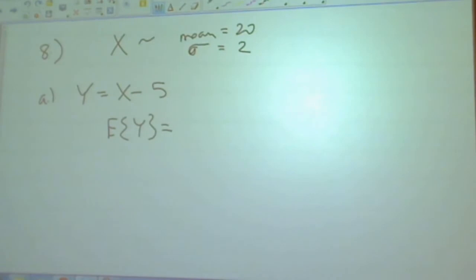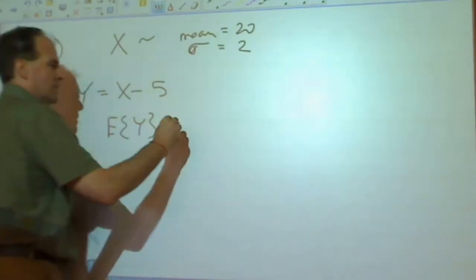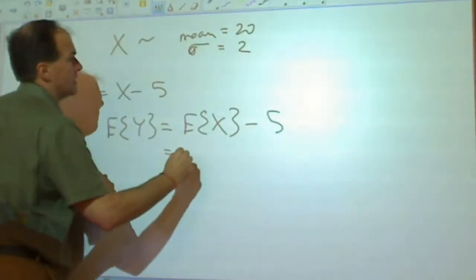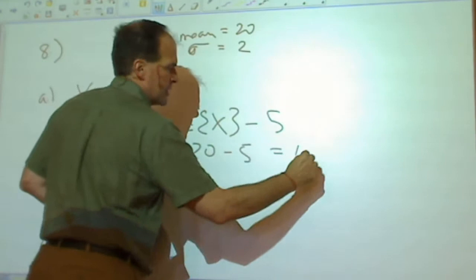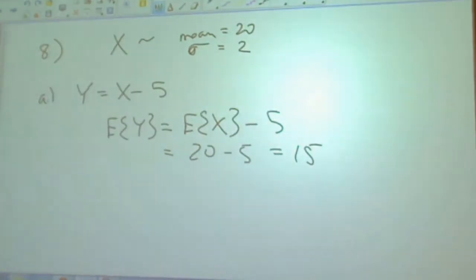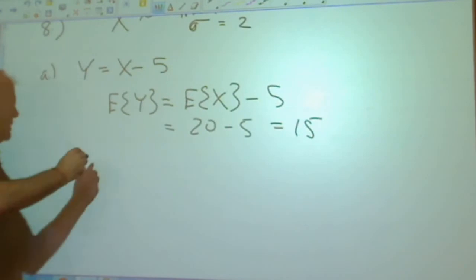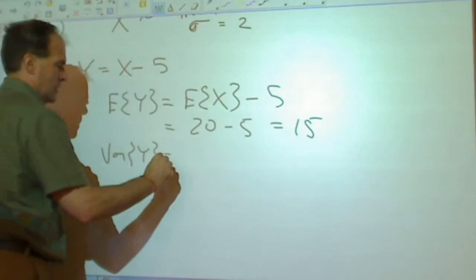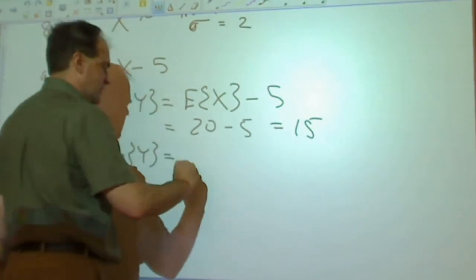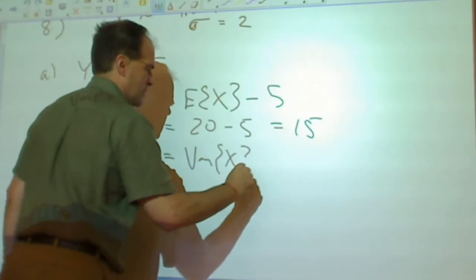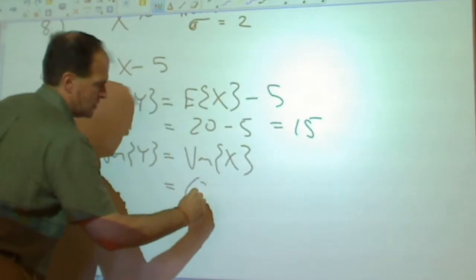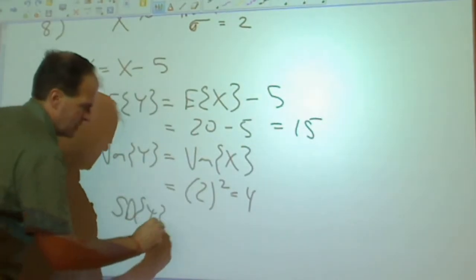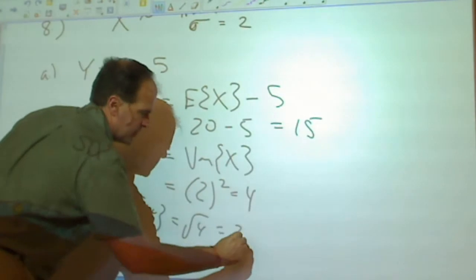This is actually mini project 3. When you're subtracting, you take the mean of your x minus that same constant, so 20 minus 5. We would expect the average of my new random variable to be 15. What's happening to the variance when you subtract the constant? It stays the same. So the variance of y is equal to the variance of x. That means it's 2 squared, or 4, and the standard deviation is the square root of 4, or 2.